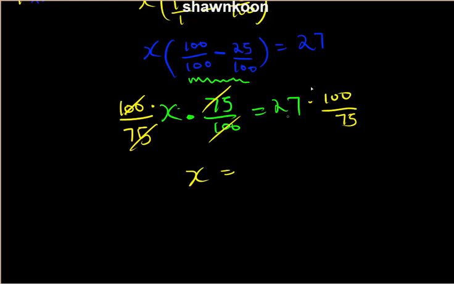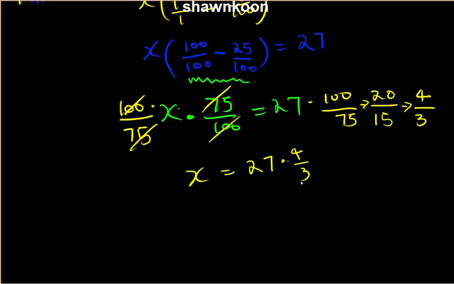So this time, I'll reduce this down first, right? I see that 5 goes into both of these. So we can simplify: 5 goes into 75 15 times, 5 goes into 100 20 times. Oh, we can go one more. 5 goes into 15 3 times, and 4 times up there. So x equals 27 times 4 over 3.